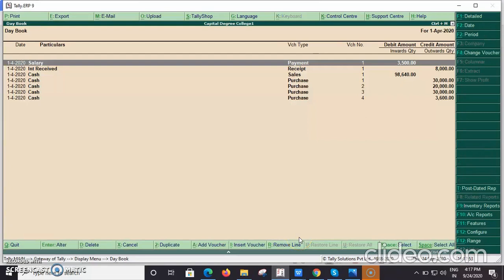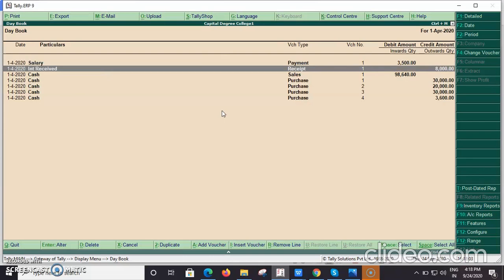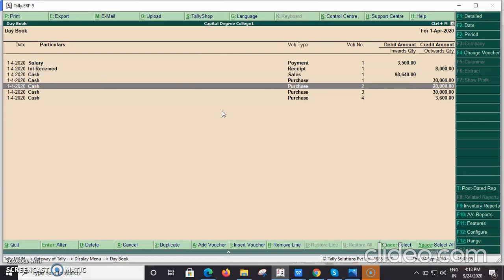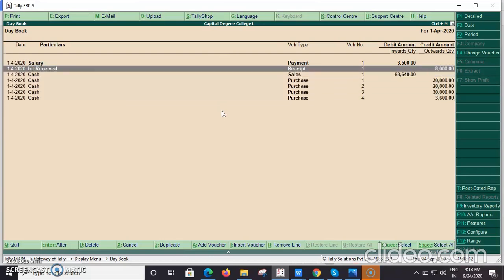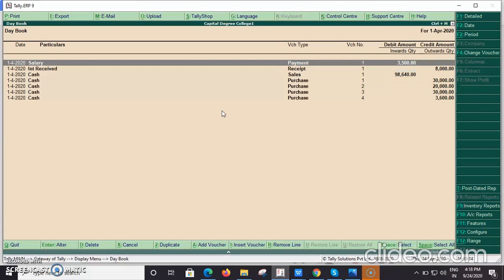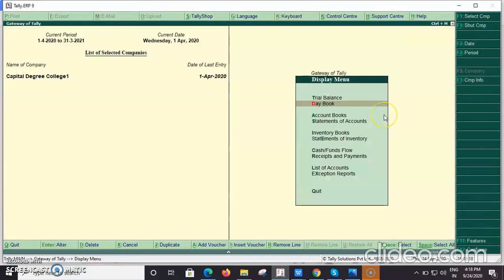Day book is nothing but entries. What are the entries you have done? Nothing but journal entries. In payment, one entry you have done, receipt one entry, sales one entry, and in purchases four entries you have done. Sales only one entry, receipt one entry, payment one entry, right? So this is day book.